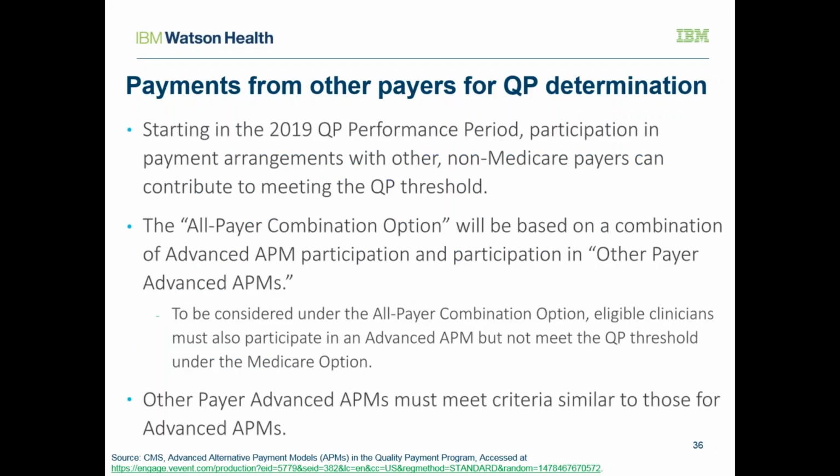Next slide. We're almost at the end. CMS is really recognizing the importance of moving everyone into these advanced payment models and paying for value. So starting in 2019, they're definitely going to be looking at other payment arrangements, including non-Medicare payers. We know there are lots of groups out there doing shared savings programs through commercial payers. Medicare Advantage is not part of this right now. However, in 2019 and beyond, Medicare Advantage is considered an other APM.